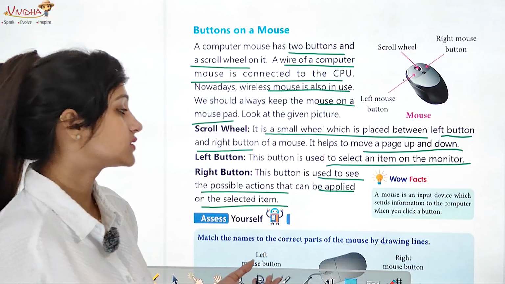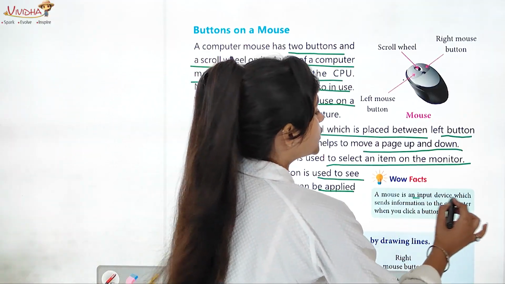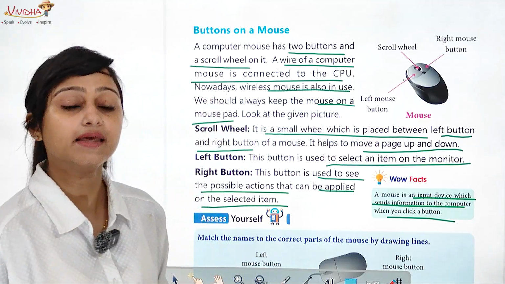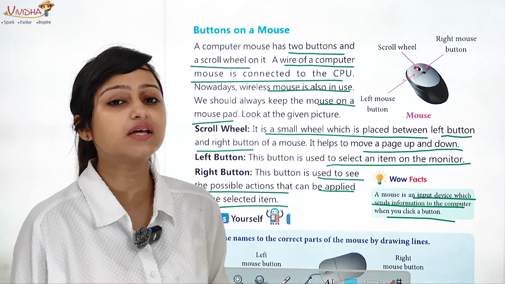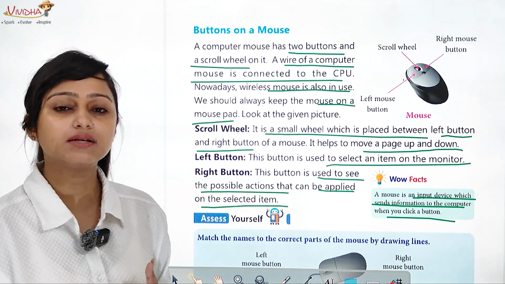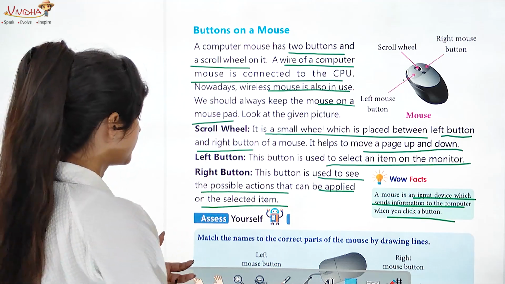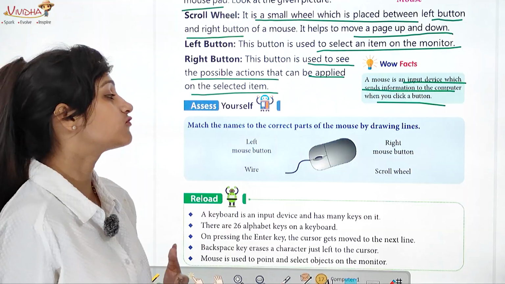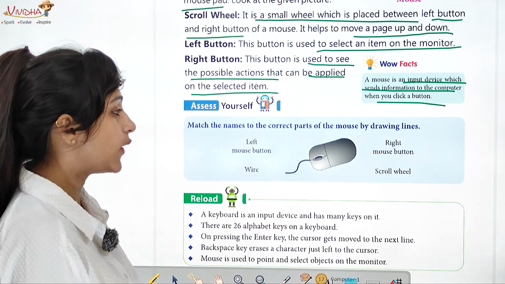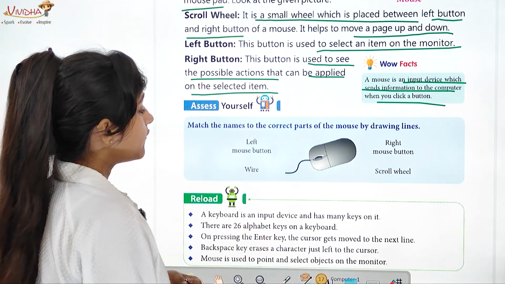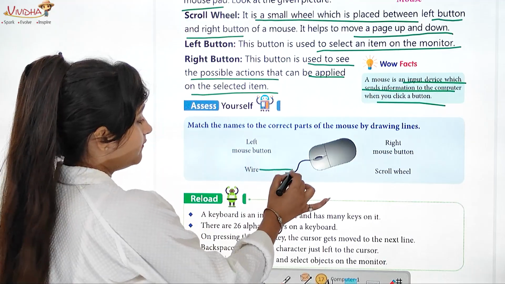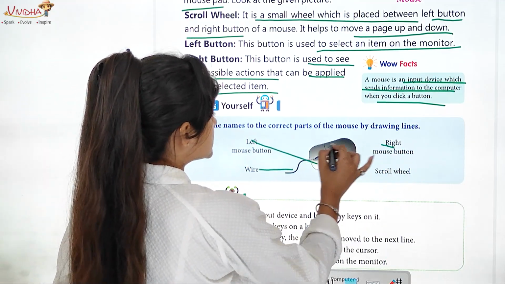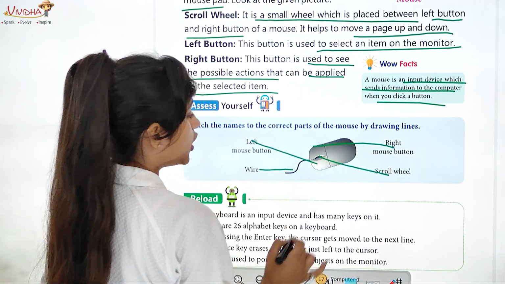Here's one wow fact. A mouse is an input device which sends information to the computer when you click a button. Now, match the names of the correct parts of the mouse by drawing lines. So, where is the wire? This is the wire. This is the left mouse button, this is the right mouse button, and this is the scroll wheel.